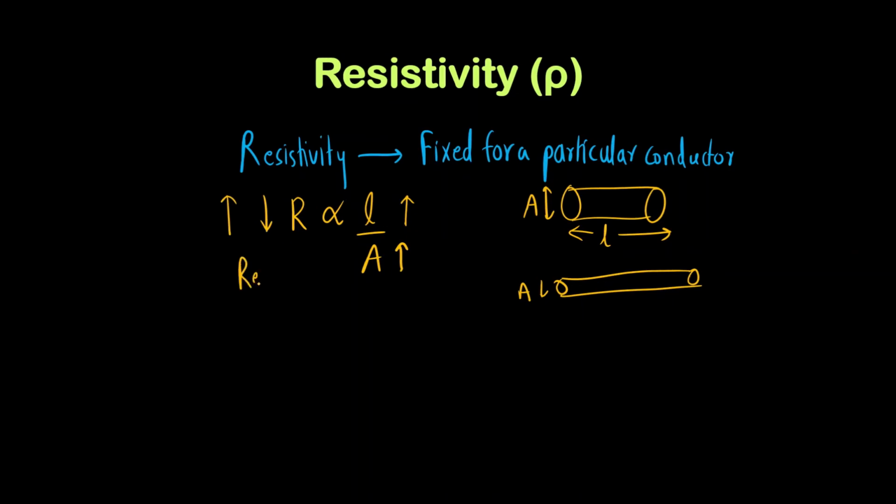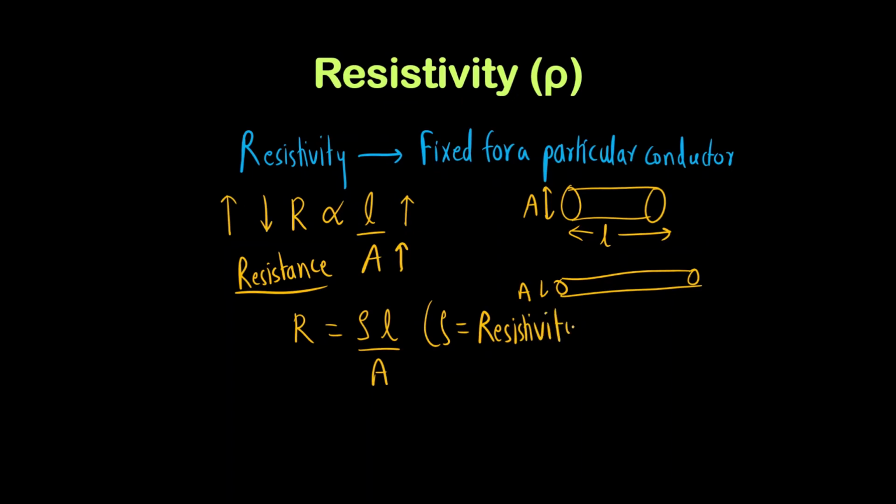R here is resistance. I have not yet come to the resistivity. Now this is directly proportional. When we remove a proportionality sign, we add a constant, and that constant is called rho. I can write R equals rho L by A. This rho is nothing but the resistivity. If I rearrange, I can write rho as R into A by L.